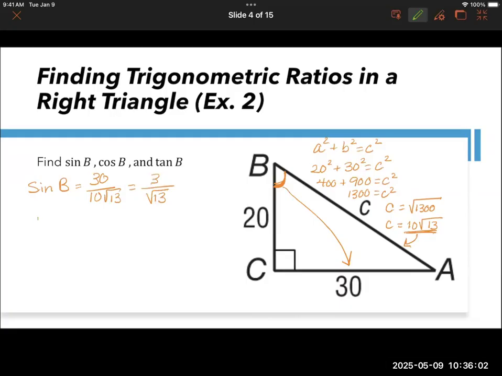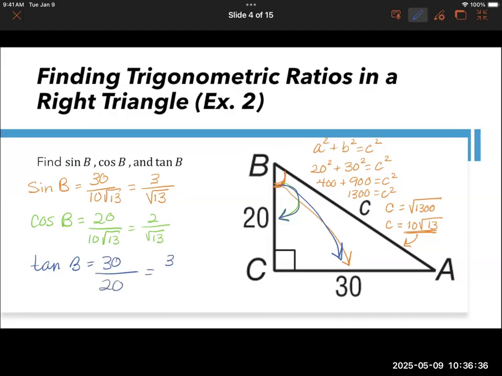If we go to our cosine, the cosine of B, so our adjacent side now is the 20 over the hypotenuse of 10 root 13. Again, we could simplify the 20 and the 10 to make it 2 over root 13. And then for the tangent, we would be taking the opposite side of 30 over the adjacent side of 20, and we can simplify that to 3 over 2.